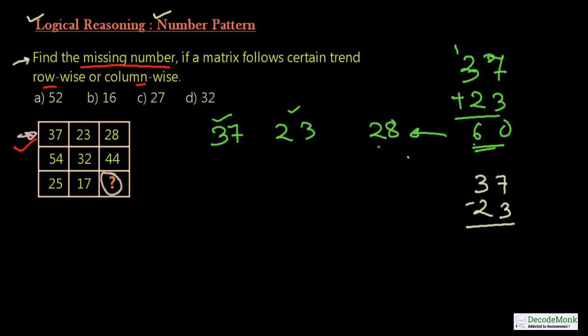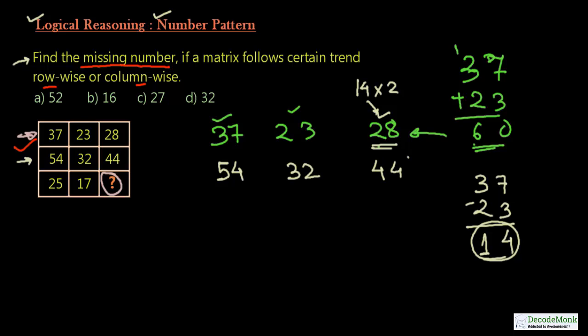So 7 minus 3 is 4, 3 minus 2 is 1. So this is 14 and this is 28, and this 28 is equal to 14 multiplied by 2. So this seems to be a relation. For confirming, we will try the second row. So it is 54, 32, 44.